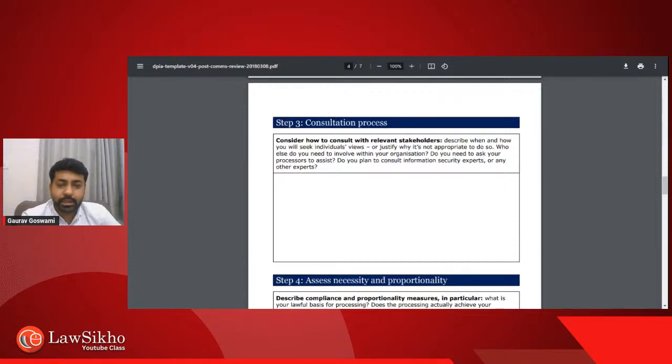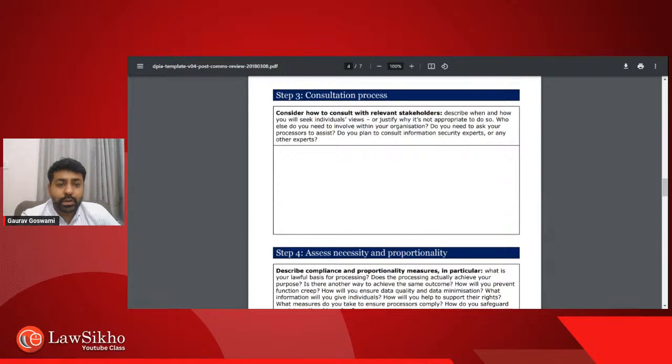So there is an option. They have to seek the individuals' input. You tell them that you are collecting this data of theirs for these purposes, and whether they have any doubt, or they want to assist you in a certain manner, or they have any opinion on it, then you will put all that consultation in this consultation process part.